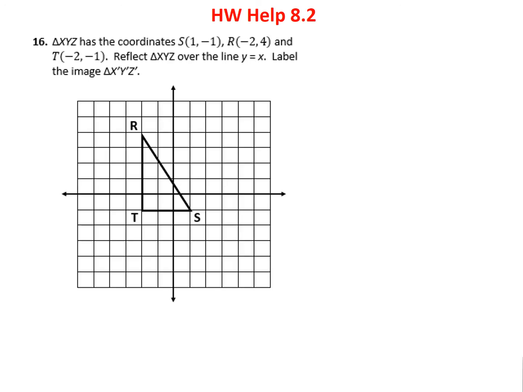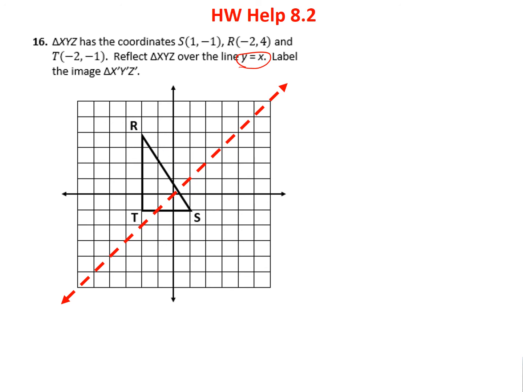Problem 16 is a challenging one because we have the coordinates (1, -1), (-2, 4), and T, but we're going to reflect it over the line y equals x. So we're not doing a horizontal or vertical line. Indeed, we're doing a 45-degree line that looks like this. Here's the y equals x line. But the concept is the same. You want to go from any point and you want to go perpendicular to the line.